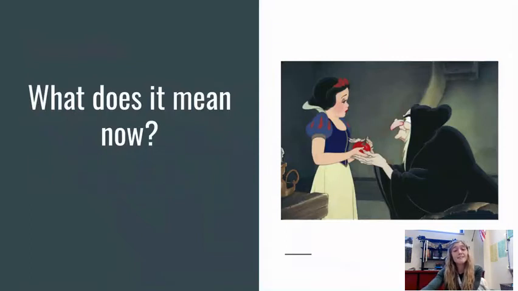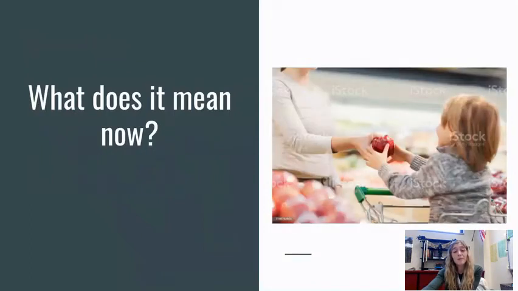All right, same thing, an apple, but what does it mean now? Now a mother is giving the apple to her child. It could mean health, it could mean care, it could mean love, it could mean playfulness. The same object in a different circumstance has now become representative of something completely different.